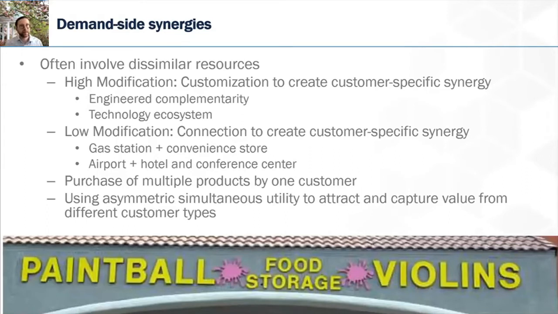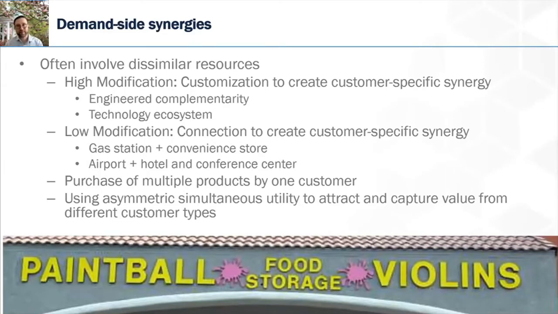This is a summary of demand-side synergies. Often these synergies do involve dissimilar resources. So customization and connection synergies are especially likely to occur with this. For the customization synergies, high modification of resources is involved. You may remember discussing this resource synergy previously, that engineered complementarity is a phrase I like to use when describing this.